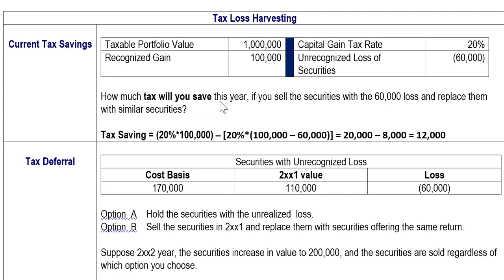All right, so how much are you going to save if you sell the security with a $60,000 loss? You're going to put your gain from 100,000 down to 40,000, with a 20% tax rate. Then your tax saving here is around $12,000, because originally you had to pay 20,000. Now you only have to pay 8,000. So you save $12,000. Now, if you look at that for the long-term purpose, the tax saving is actually more like a tax deferral. Let's use 2 years, for example.